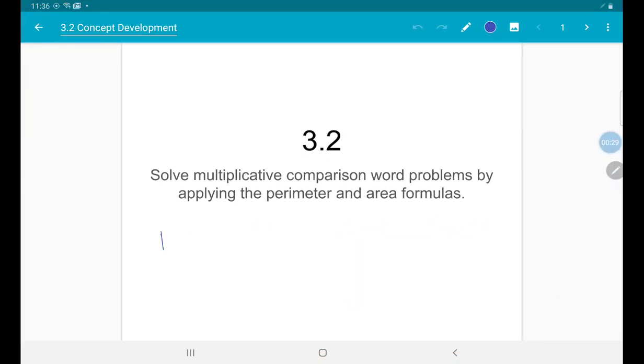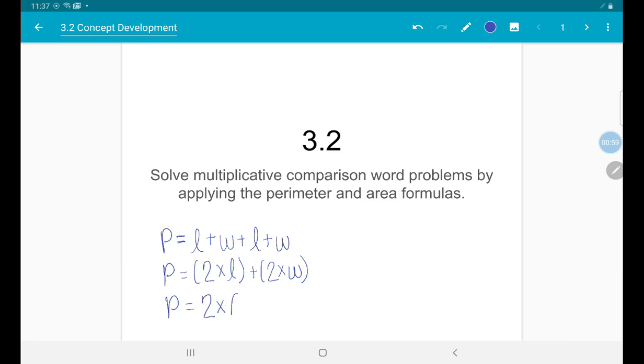We found perimeter has a few different formulas we can use, but to find the perimeter, we're going to add all the sides. So we can do that by adding the length plus the width plus the length plus the width. We could do 2 times the length plus 2 times the width, or we could do 2 times the length plus width. Any of those formulas would get us the correct perimeter.